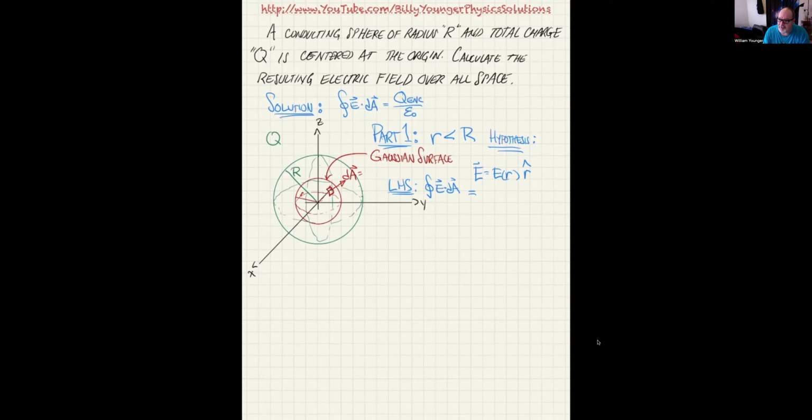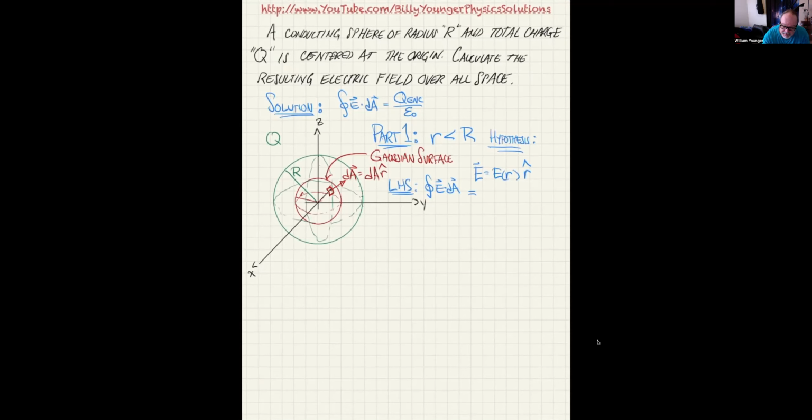If you happen to know cylindrical or spherical coordinates or double integrals and stuff like that, that's really what's going on there. But the beauty of Gauss's law is I don't have to do that. I just have to call it dA and realize that it too points in the r hat direction.